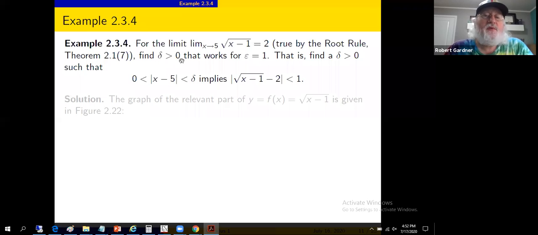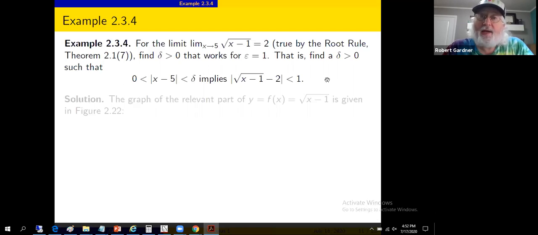So the instructions are find a delta greater than 0 that works for epsilon equals 1. I think that's the book's wording. That is, find a delta such that the inequality 0 less than absolute value of x minus 5 less than delta implies the absolute value of f of x minus L is less than epsilon. Well, f of x is square root of x minus 1. L, the rumored limit, is 2. And we're taking epsilon to be 1.